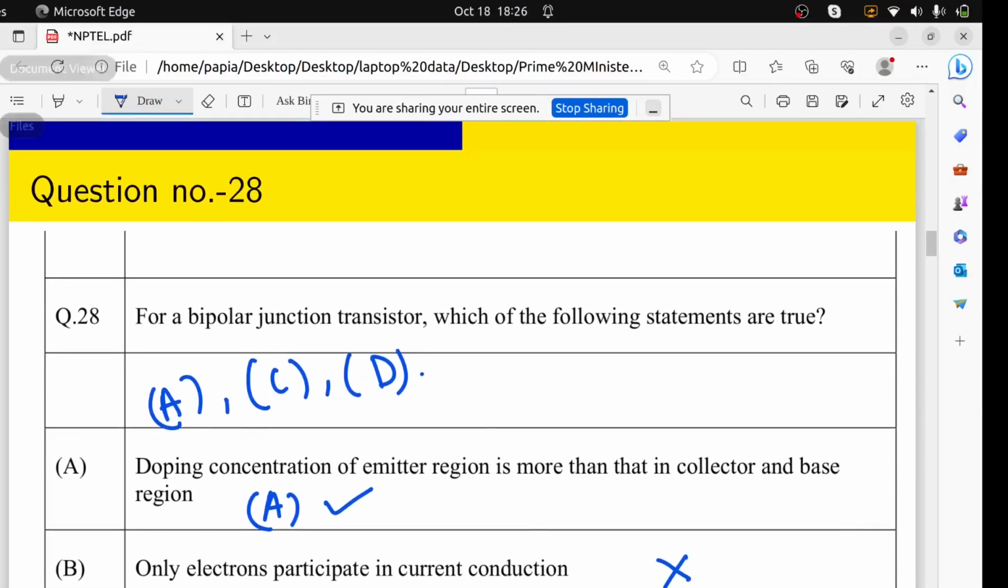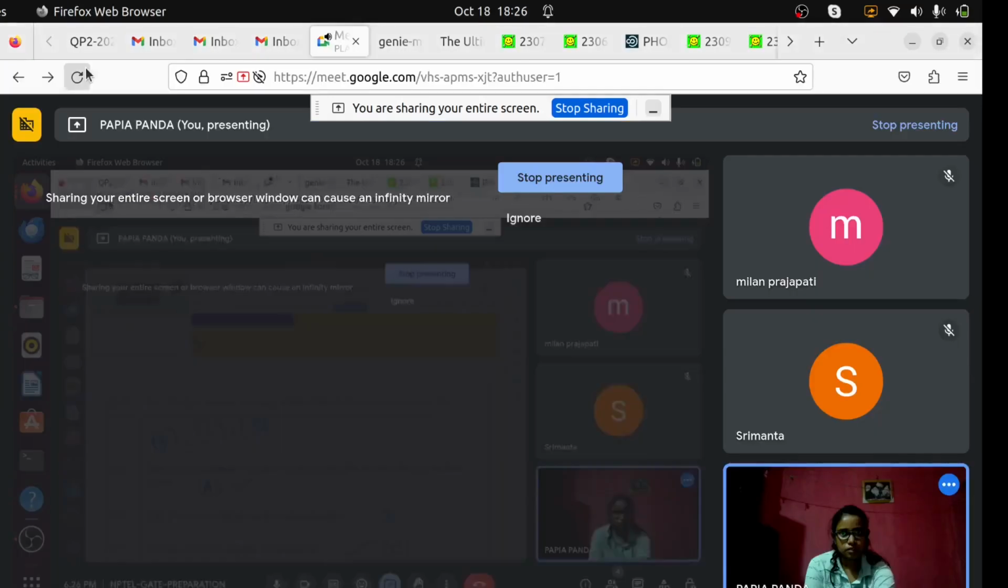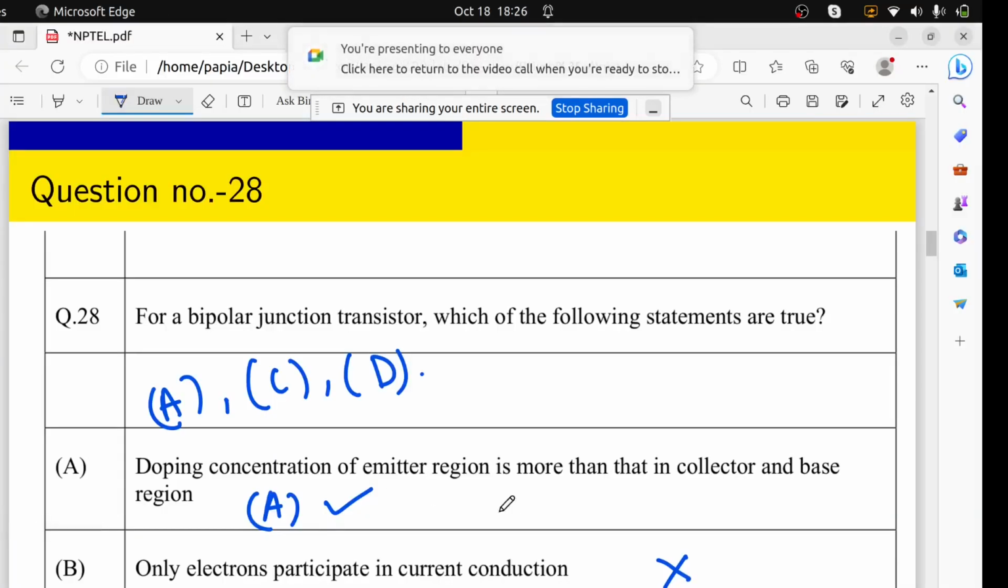I did not notice when the internet has gone. So hello, can you hear me? Hello. Okay. So I did not understand when the power has gone. Have you heard that one that I was explaining, that question number 28? Yes or no?